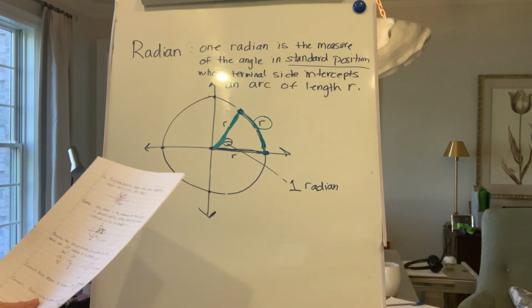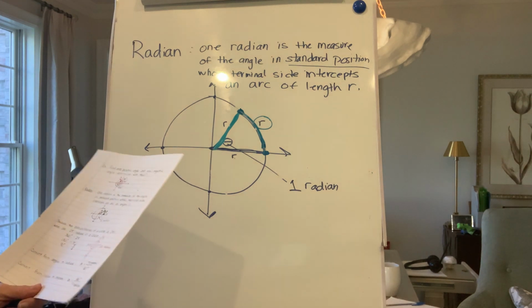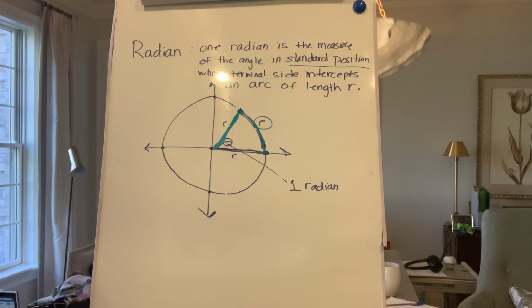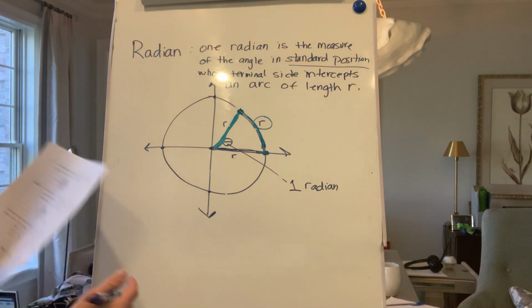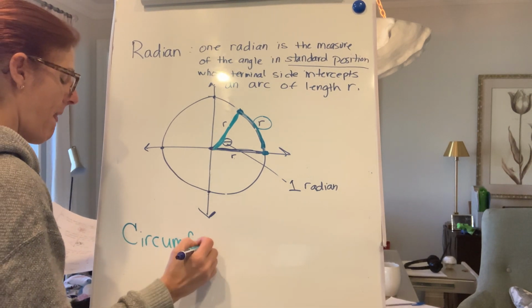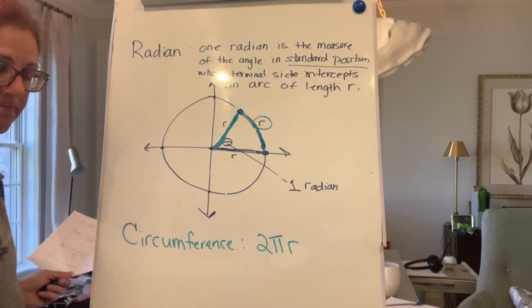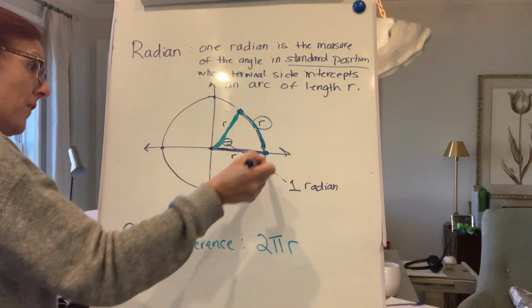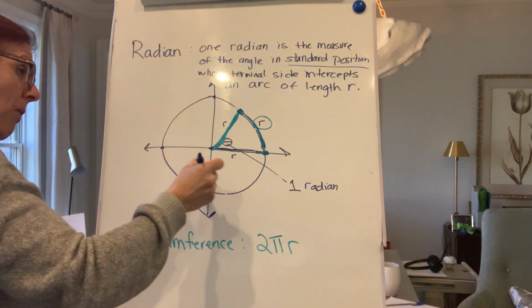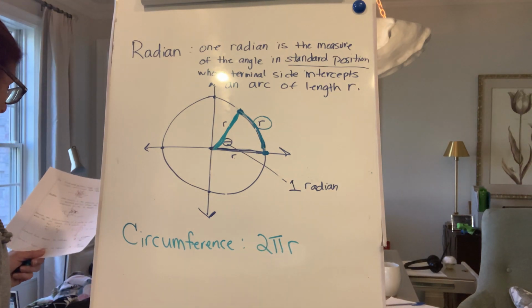All right, let's think about this a little bit more. What is the circumference of this circle? All right, the circumference of this circle is 2 times pi r, right? So going all the way around, if I were to measure that arc with a piece of string all the way around here, it'd be 2 times 3.14 times r, approximately.